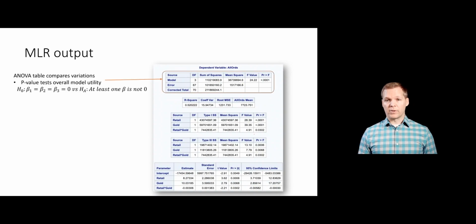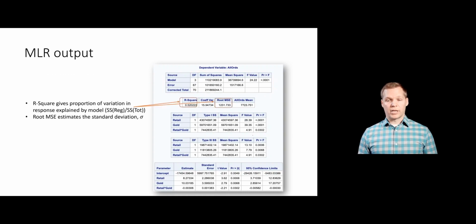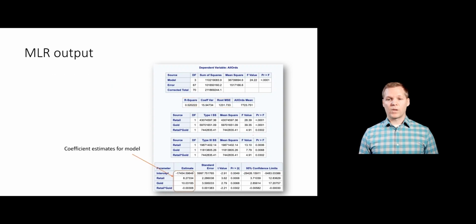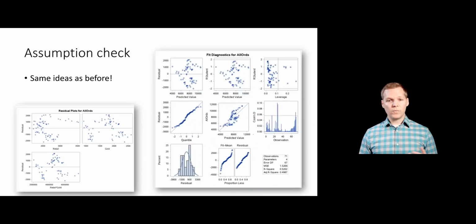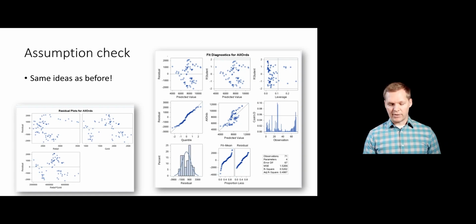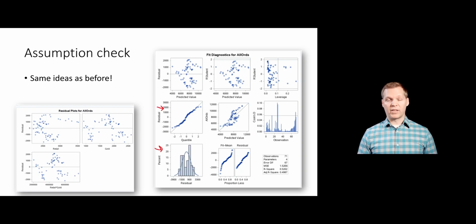Here's the output, just like we saw before. That top part is just going to give us an idea of whether our model is useful or not. It is in this case, since our p-value is very small. Just like before, we have r squared and root MSE. We have our estimates for the model. We have our p-values for tests. We have our confidence intervals. So basically, we can look at the same kinds of things in all of these different models. Just like before, we check our assumptions. We hope to see roughly no patterns in these residual plots and this top left one. And then we hope to see a straight line in this QQ plot and a bell shape down here. So everything is looking good in terms of our assumptions for this model.